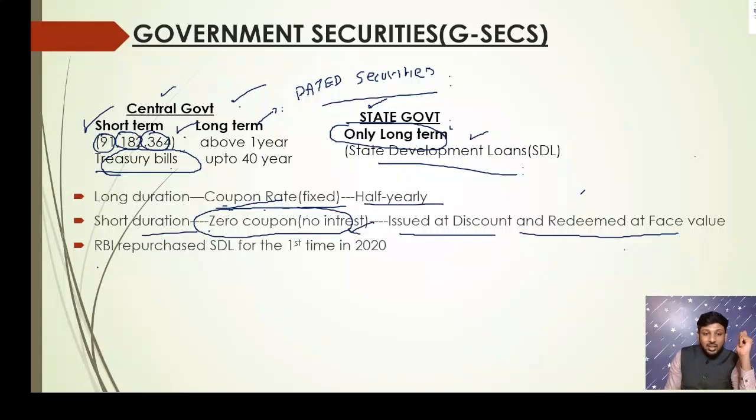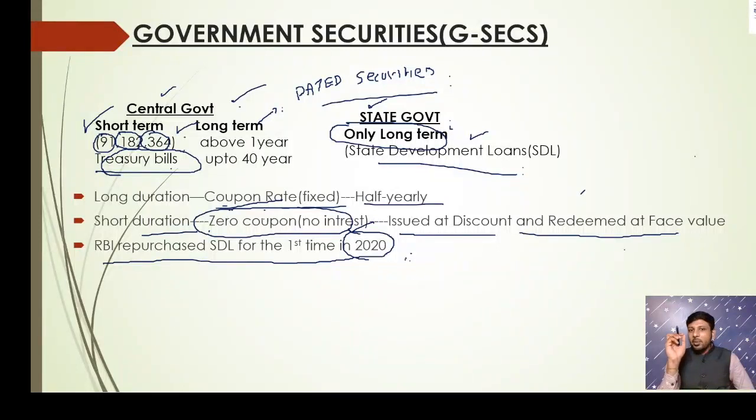And one more thing, RBI repurchased the SDL for the first time in 2020. Before 2020, RBI never repurchased the state development loan. State development loan means long-term G securities issued by the state government. These long-term securities were never repurchased by the RBI before 2020. RBI repurchased this SDL for the first time during 2020. You should remember this. Tomorrow there may be a question.